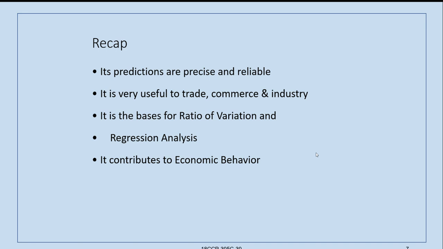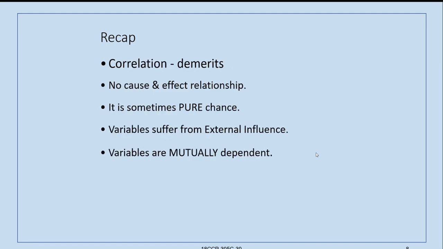And it is the basis for ratio of variation. Ratio of variation means variation, how it varies, how it differs, how it relates. So two variables are compared. That is called ratio of variation. And regression analysis. Regression analysis we will see in the next lesson. And it contributes to the economic behavior. As I said, it contributes to the economic behavior.